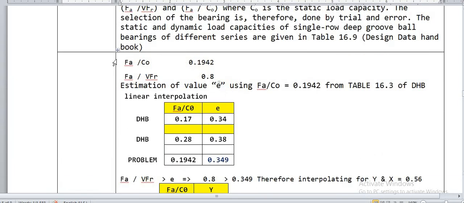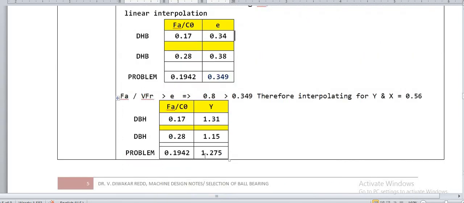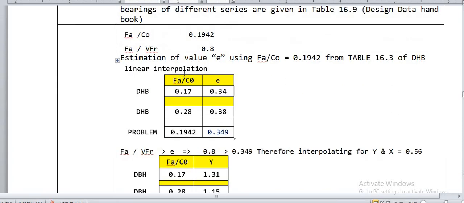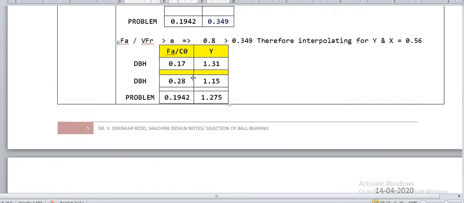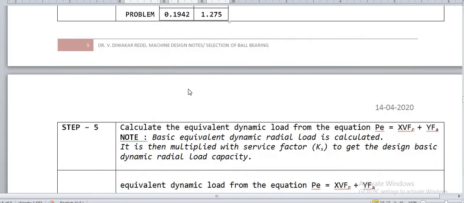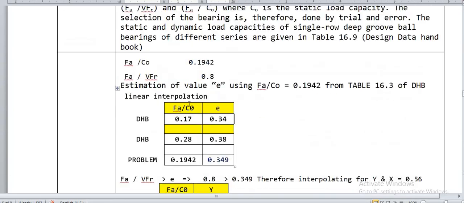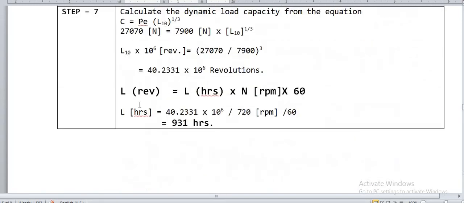So here in this particular problem, the selection of X and Y values is very important. X and Y values means first FA by C naught has to be calculated, from which you have to calculate E. To that particular E level, again you need to calculate the value of Y. So this calculation part is very important for calculation of the equivalent load carrying capacity of the bearing. Okay, so once you calculate this, the life of the bearing will be calculated.